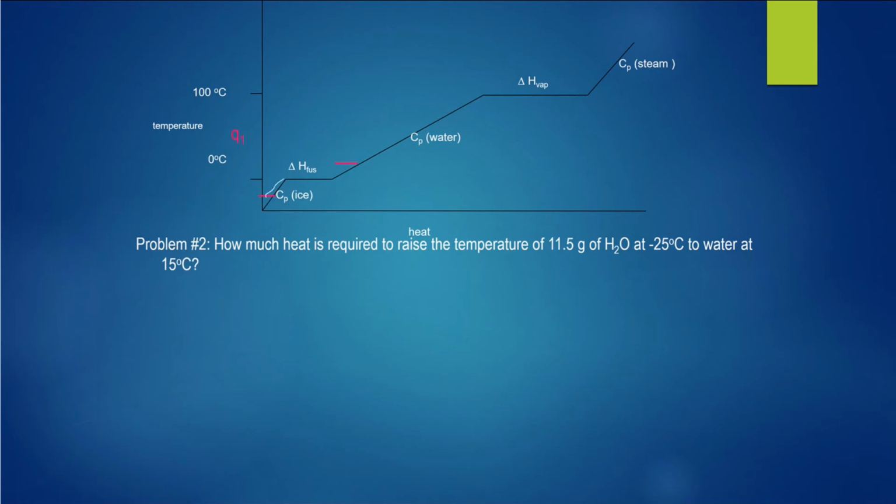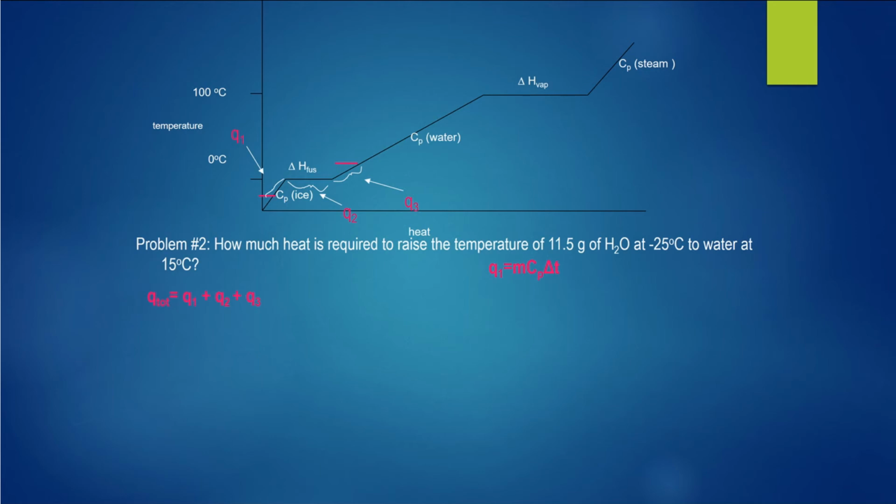So our first energy, we're going to need to bring up the temperature of our ice from negative 25 degrees up to where we can melt it at 0 degrees. Our second amount of energy, we're going to need to melt that ice. And our third amount of energy is once we have liquid water, we're going to need to bring that temperature of liquid water up to 15 degrees Celsius. Our total amount of energy will be our Q1 plus our Q2 plus our Q3.